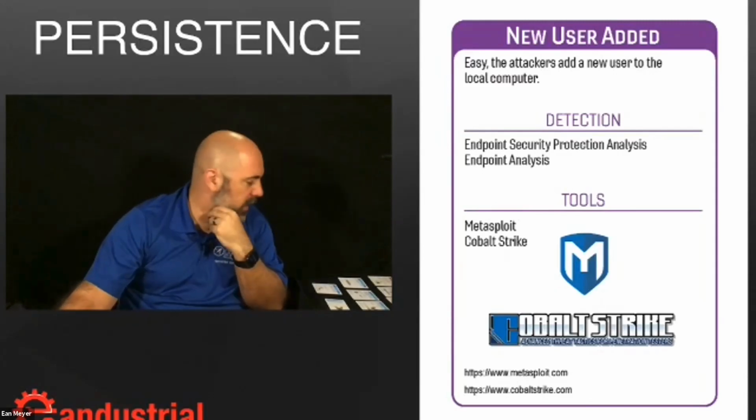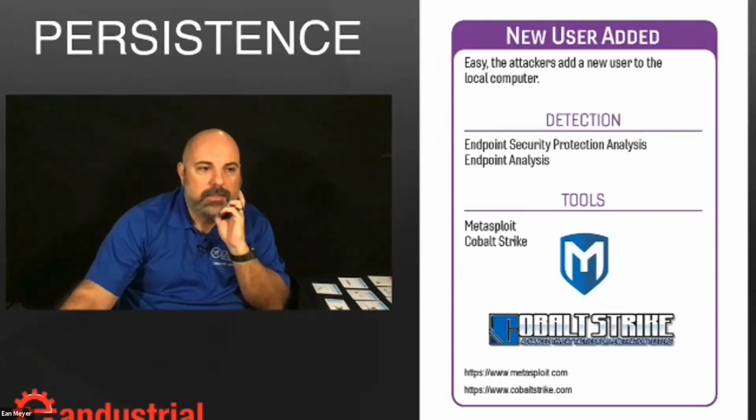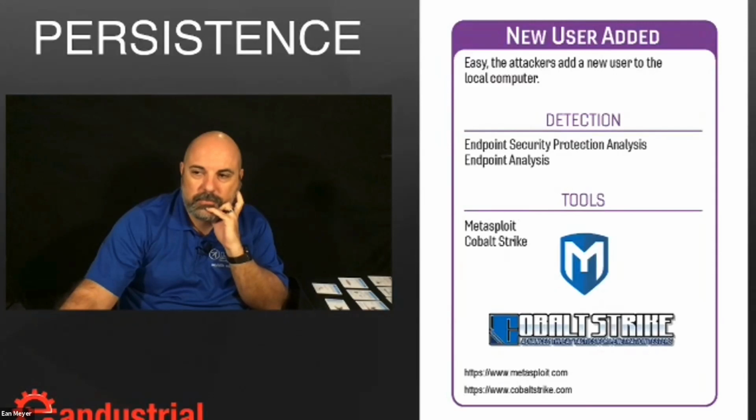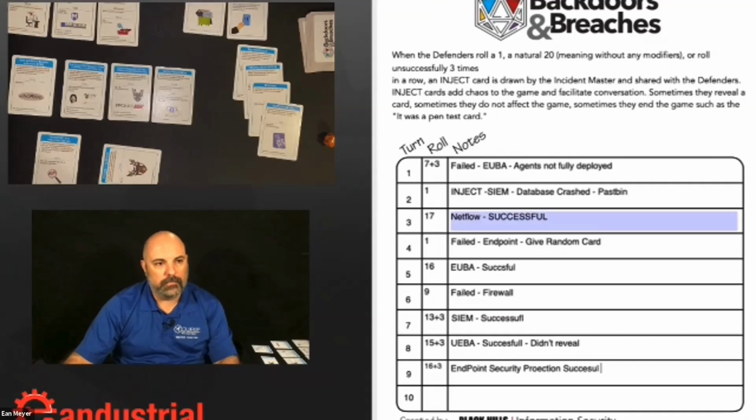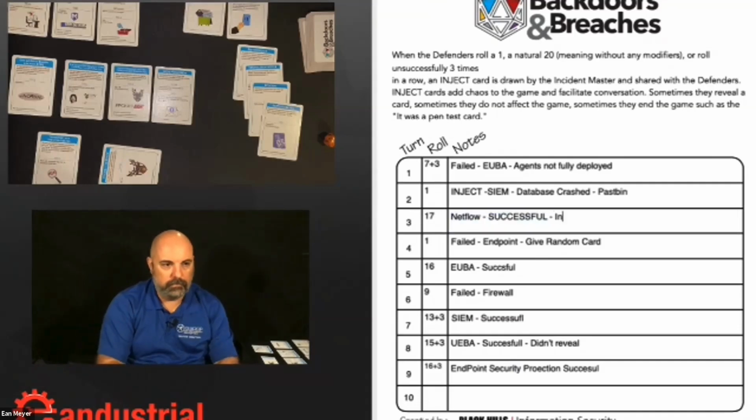So, one last turn. All right, so we got the persistence. The information we have is we know how they're staying persistent. They keep adding new users. We know that the NetFlow found something. I don't remember precisely what it was. It was an insider threat. So we know it's an insider threat who is basically adding users to stay in, and that's pretty much all we know right now.